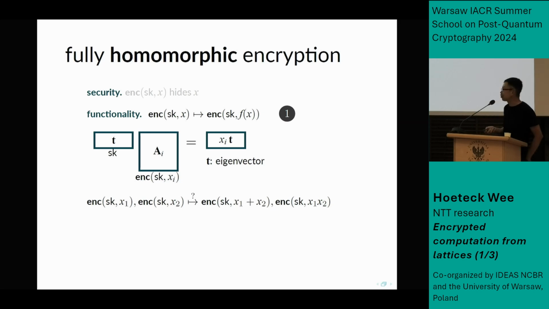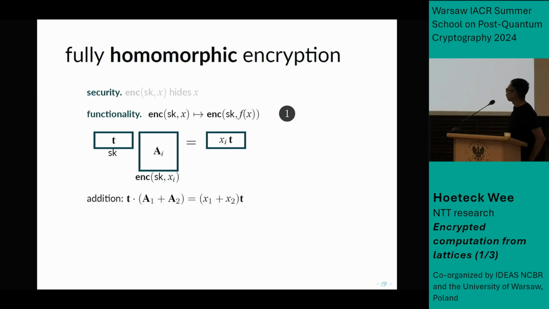Now let me first show you how to do addition. Addition is fairly simple. If you have two ciphertexts, A1 an encryption of x1 and A2 an encryption of x2, then A1 plus A2 is going to be an encryption of x1 plus x2. Just because if you multiply A1 plus A2 by T on the left, you get (x1 plus x2) times T. So it satisfies our syntax for correctness. Any questions for addition?